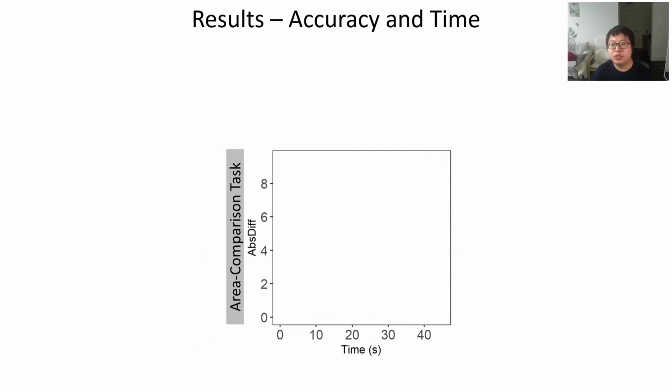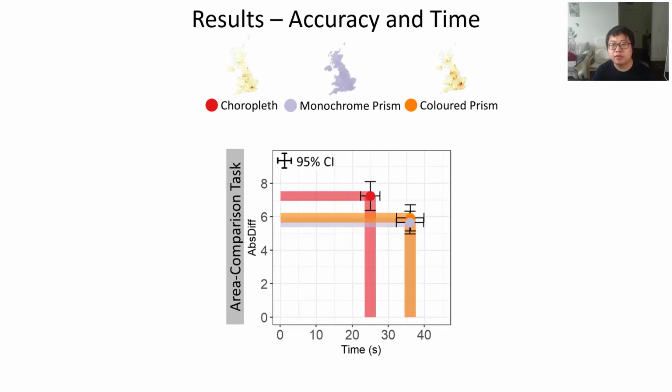Now, let us look at the results of the comparison task. The x-axis is showing the time and the y-axis is showing the absolute error. The lower means more accurate. Here, we are looking at average performance of choropleth map. Project it to the x-axis, you will have the time, and project it to the y-axis, you will have the accuracy. We use error bars to indicate the 95% confidence intervals for both time and accuracy. Let us look at the performance of the other two conditions. We can see choropleth maps were faster, but prism maps were more accurate.